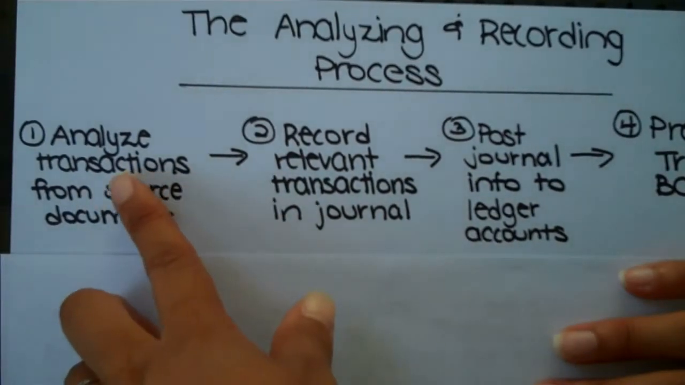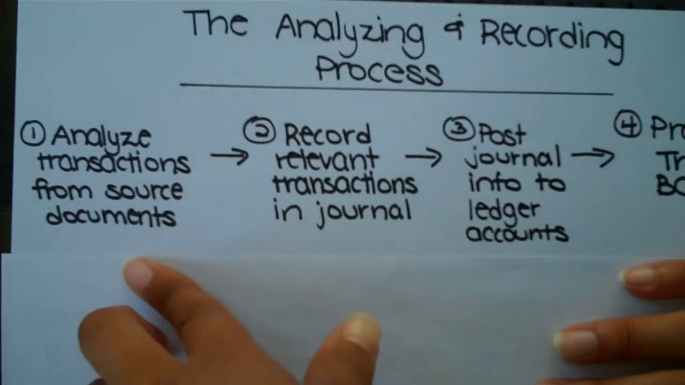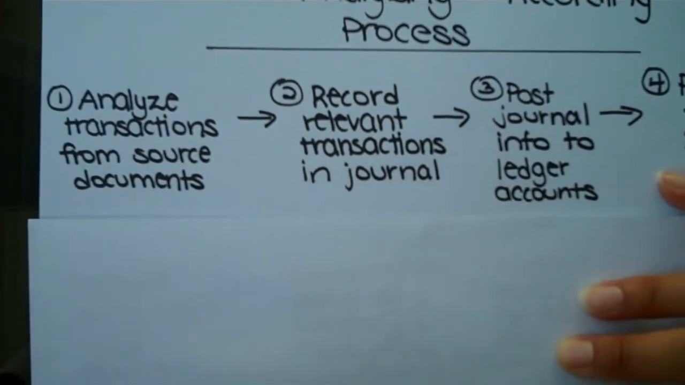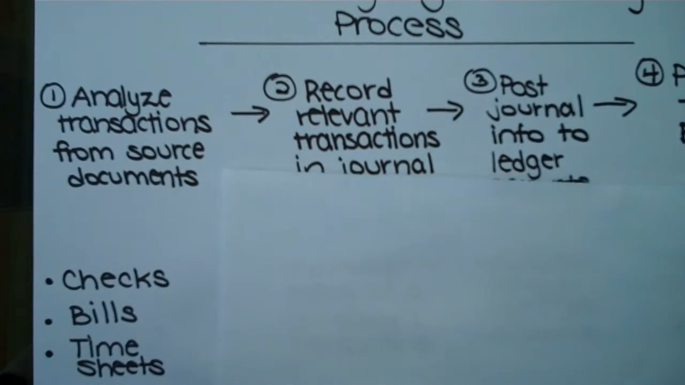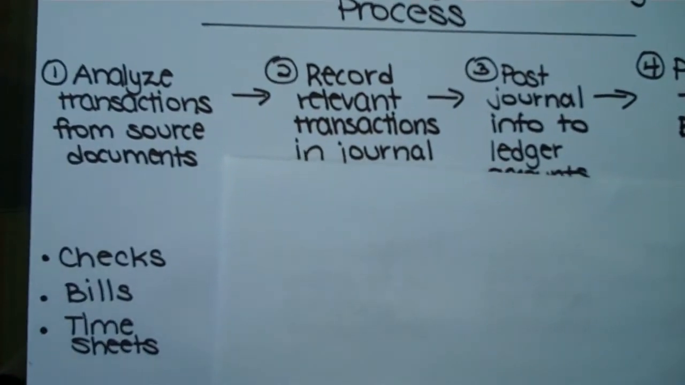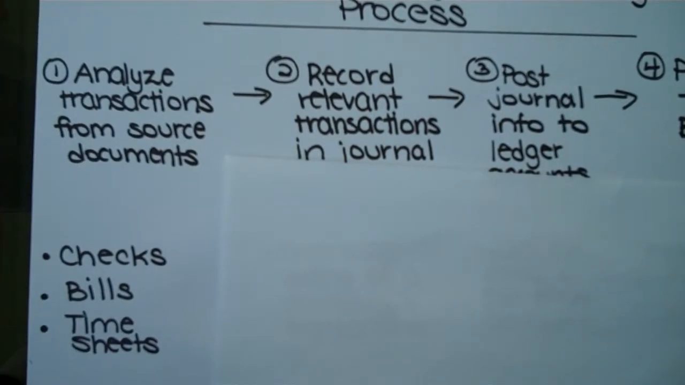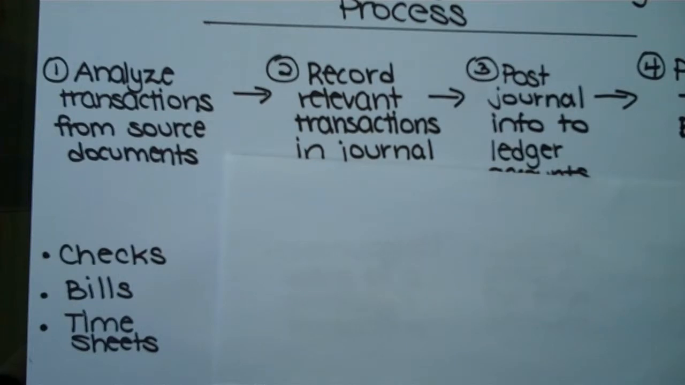The first is to analyze transactions from some sort of source document. A source document lets you know that a transaction has in fact occurred. Examples of source documents include checks, bills, timesheets, and there are some others listed in your book as well. In these examples, a check lets you know that you're paying someone because you've received either a good or a service in exchange. So there's been an exchange there with the company and an outside party, and therefore it represents a transaction that needs to be recorded.